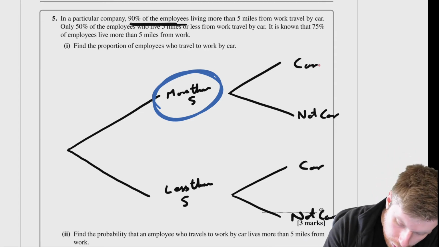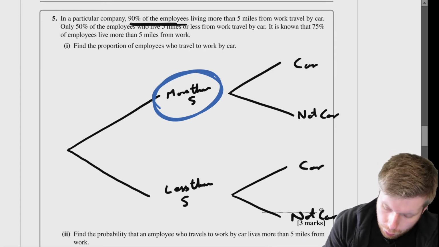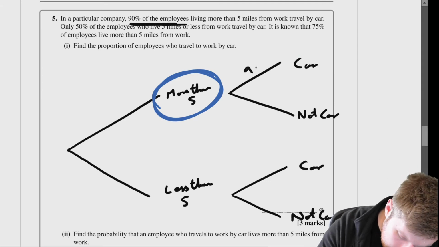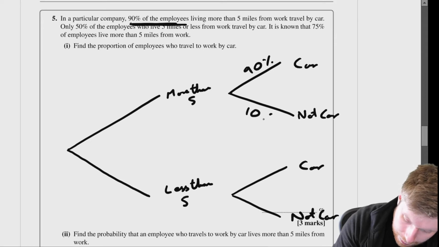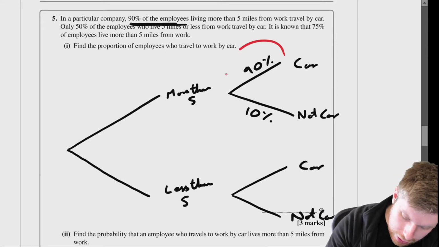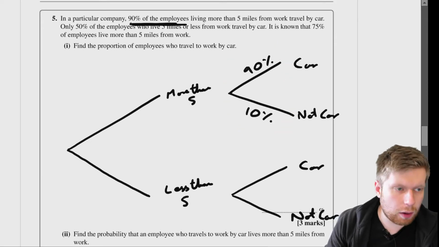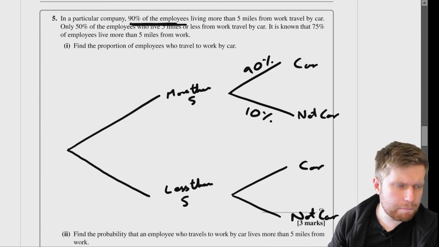So in other words, the travelling to work by car bit, if you live more than 5 miles from work, you've got a 90% probability of doing that, okay? Which means you've got a 10% probability of not travelling there by car, because you notice the probabilities in the branches have to add up to 100% or 1, okay?